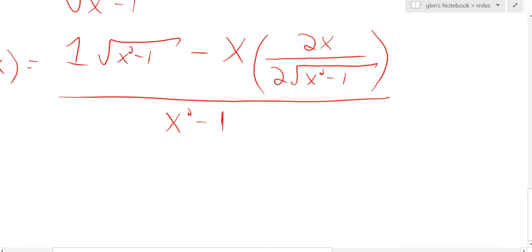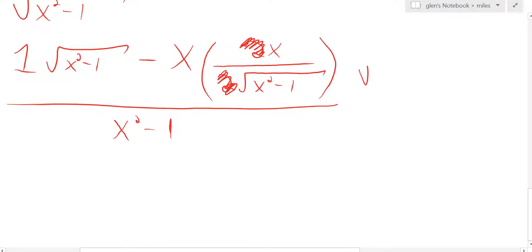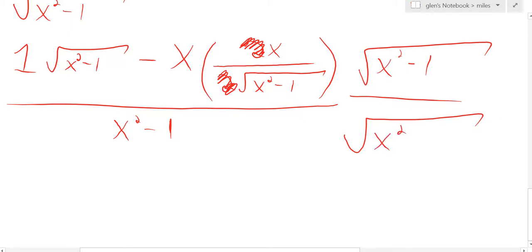But now we've got to find out where this thing is 0 and undefined. And we do that by simplifying these complex fractions. Okay? So first off, these 2's cancel. 2 here and 2 here. They cancel because it's multiplication. There's no plus or minuses happening in there. And we've got to get rid of the complex fraction, which means we've got to multiply by the square root of x squared minus 1 over the square root of x squared minus 1.